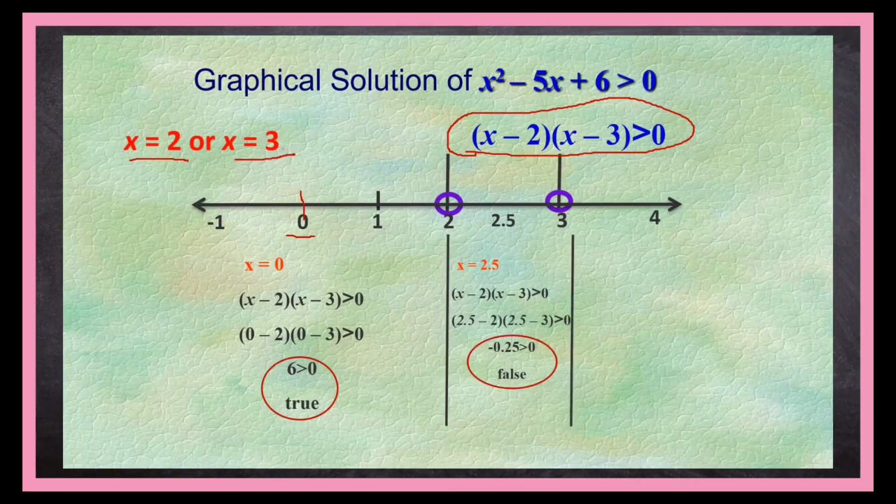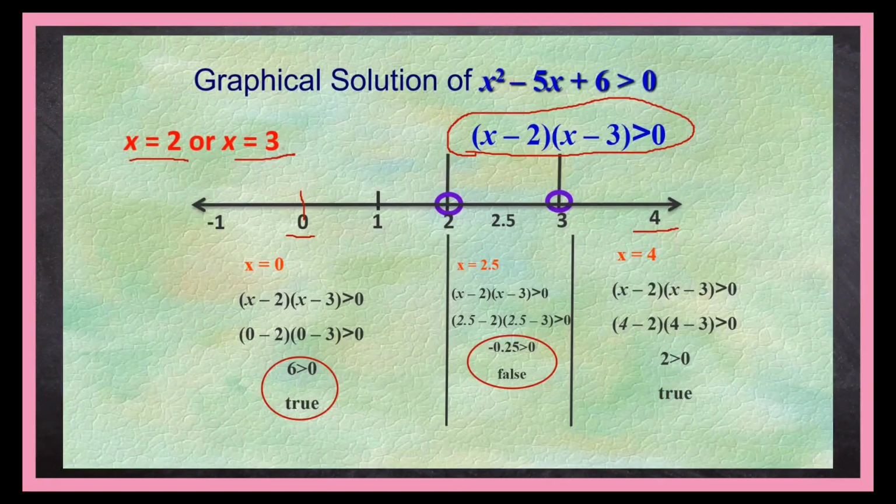Next, for the third region, let us choose again a value from the third region. Then let us substitute into (x minus 2)(x minus 3). Then subtract. We have 4 minus 2, and then 4 minus 3. So we have 2 is greater than 0. So the answer is true.